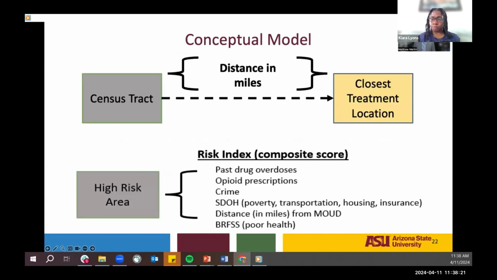Here is a conceptual model for the project. We were trying to identify the location of these prescribers and then measuring the distance in miles between the prescriber and a community based on census tract data. We also wanted to quantify the risk level of these communities based on a composite score, which I'll talk more about.